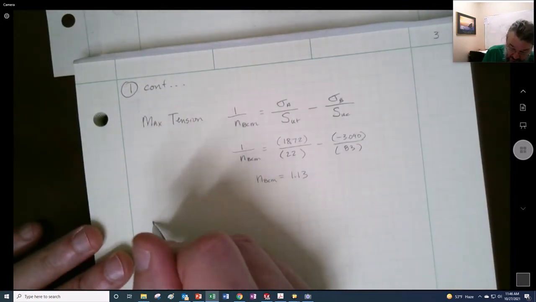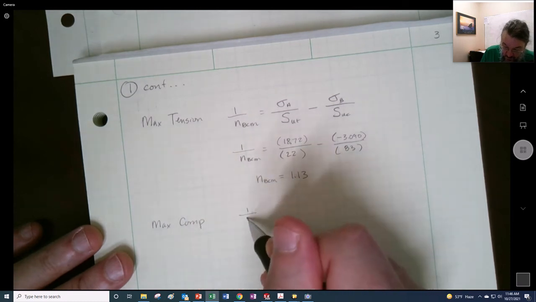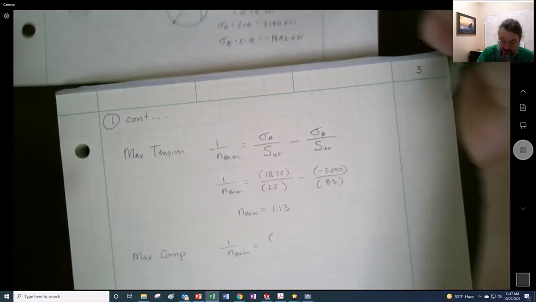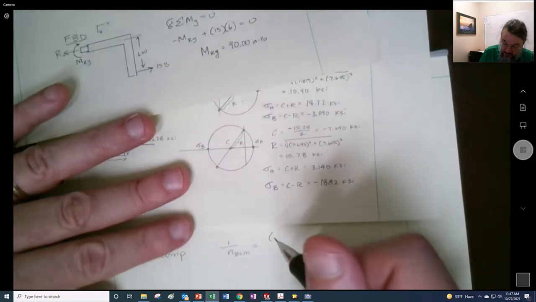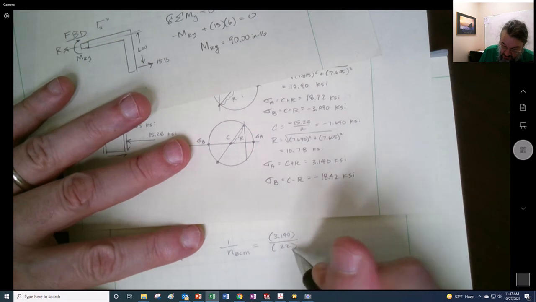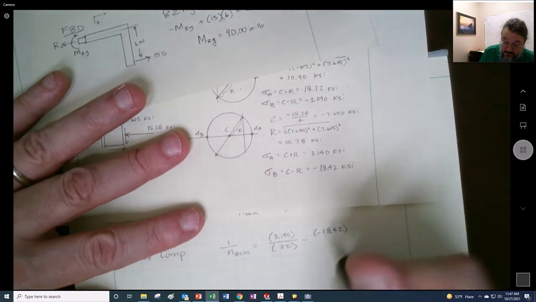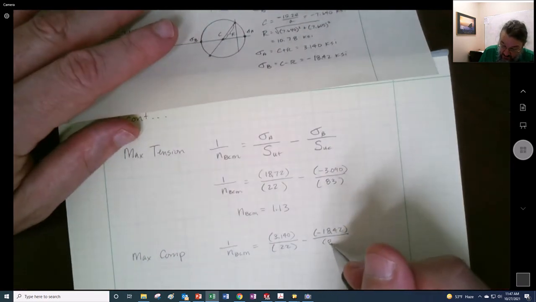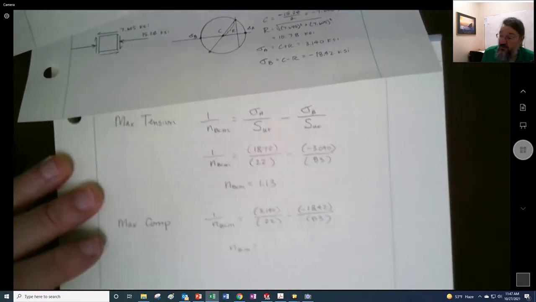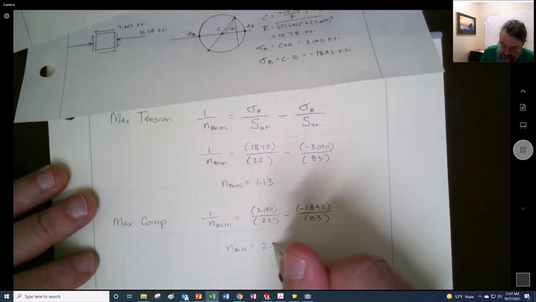And then the max compression. Lazy. 1 over n. All right, so the equation isn't any different, but the values are here. So we're going to use 3.140 and divide still by 22, and then minus the minus 18.42, and divide it by our 83. And we get a brittle Coulomb-Mohr safety factor of 2.74.